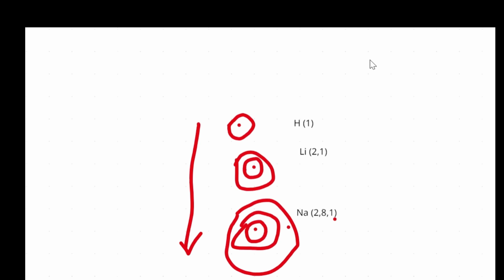Okay? If we look at group 2, lithium, magnesium, and calcium.